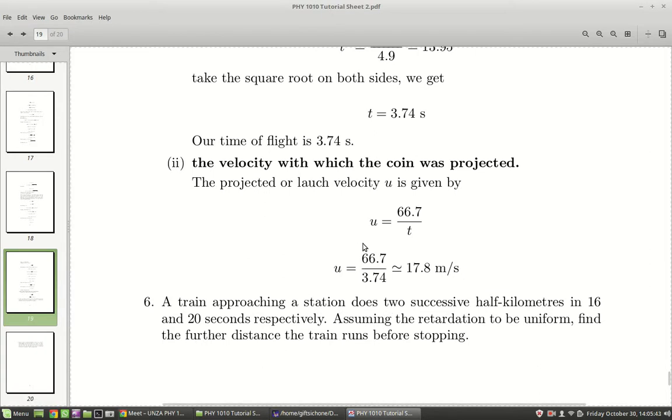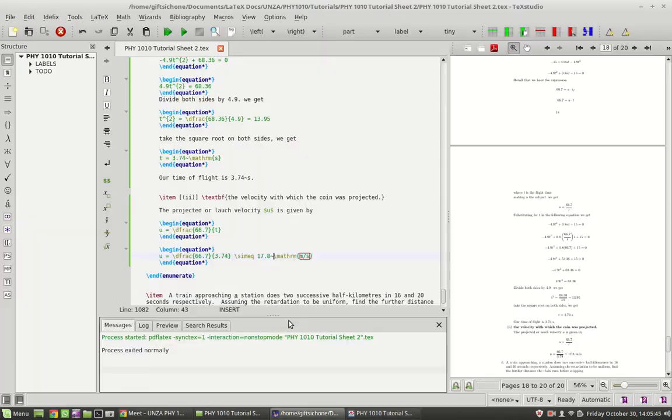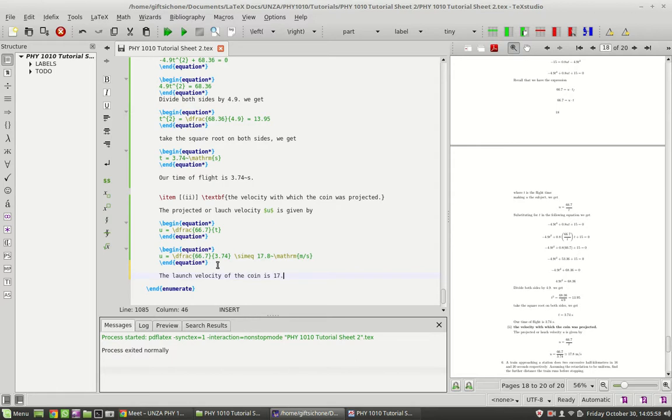So the launch velocity of the coin is 17.8 meters per second.